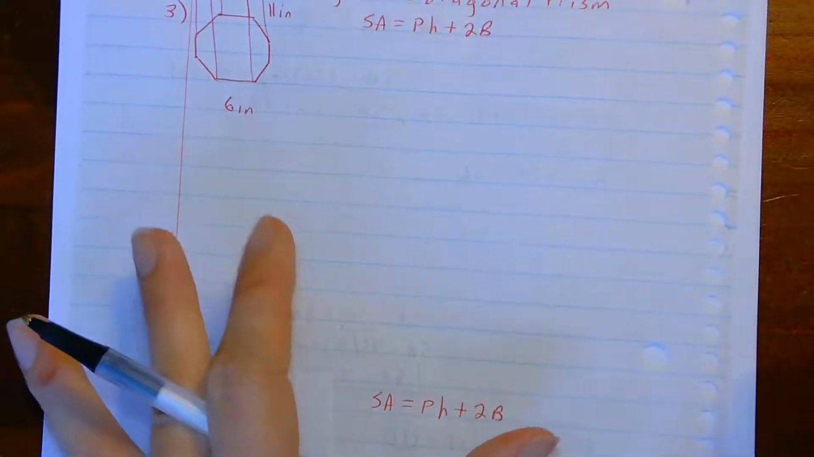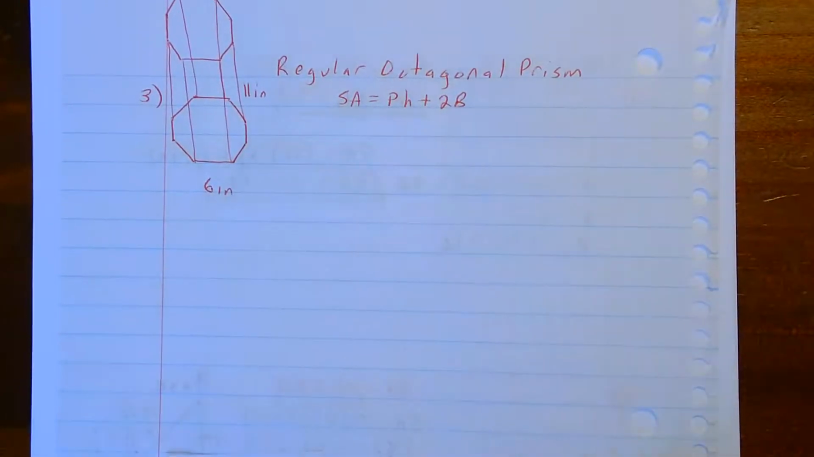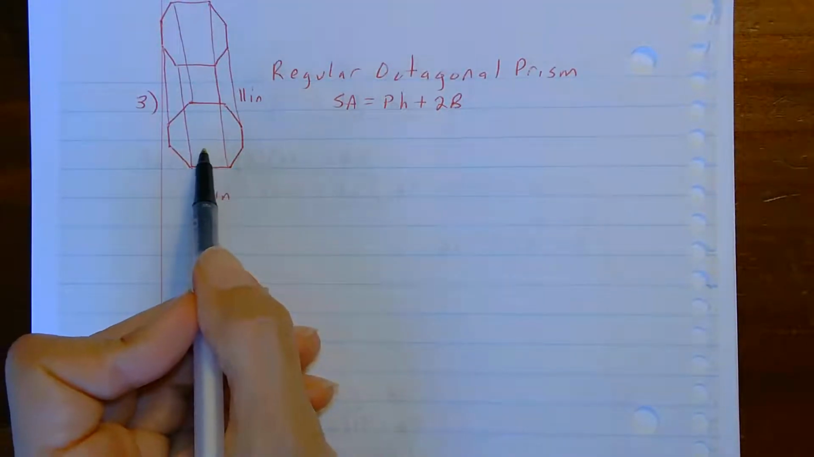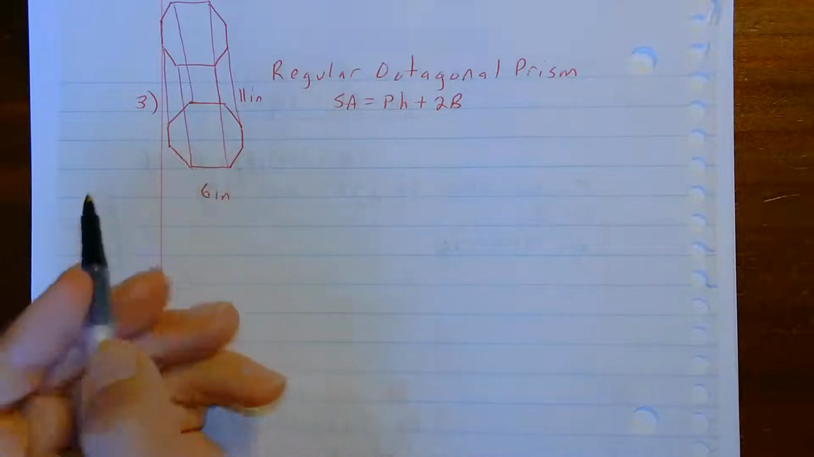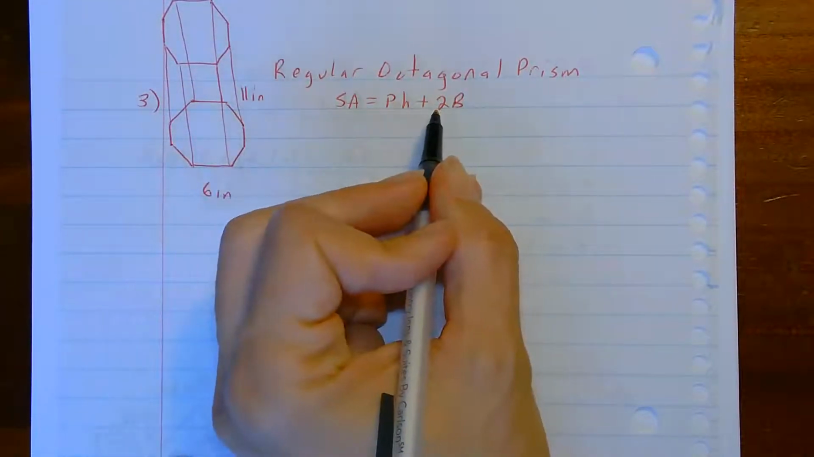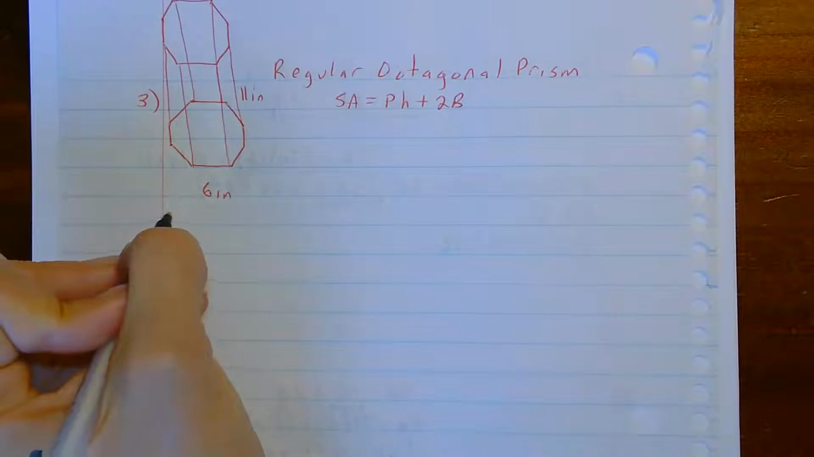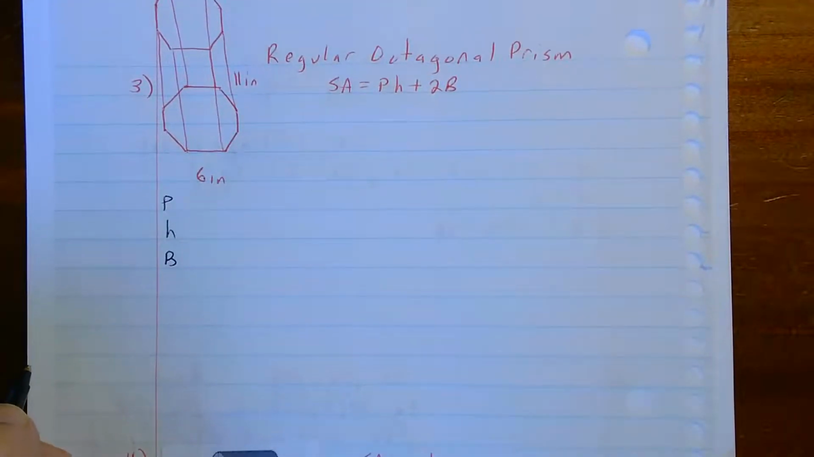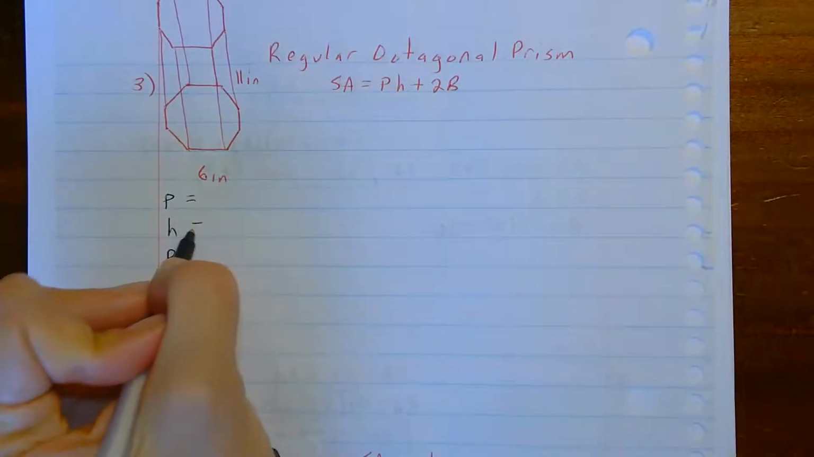Okay, so we're going to step it up to the last, most difficult example, and then we'll do a cylinder, which is pretty easy. This one is the hardest example, so you might have to pause this and use it to help you on your workbook. This is a regular octagonal prism, and the bases are octagons. And I wrote out my formula, so I'm going to do the same thing. I'm going to list my P, H, and B out to the side, which is also what I want you to do when you do these.